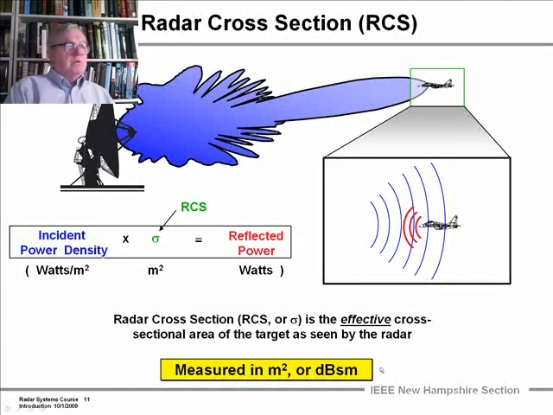It's a power ratio. So the incident power density, watts per meter squared, times the cross-section equals the reflected power. If you know the reflected power, and divide the incident power into the reflected power, you'll get the radar cross-section. And that can be measured as a function of aspect angle, and so that will characterize the reflective properties of the target.